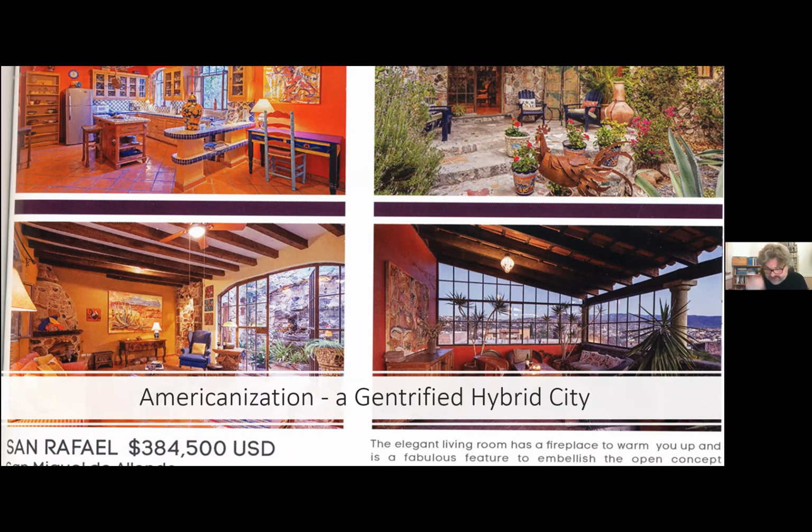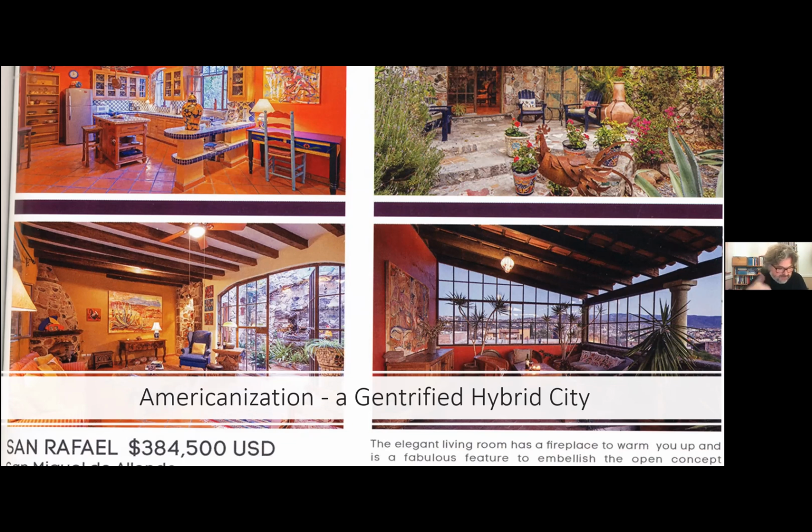And we see this Americanization in terms of property. So this is a screenshot from an advertisement for a house. Housing in the center of the city, the downtown, is dominated by North Americans. It's sold in US dollars. The real estate shops, everything is in English. The prices are in US dollars. The infrastructure of the city, the leisure, the goods and services, and cultural consumption.